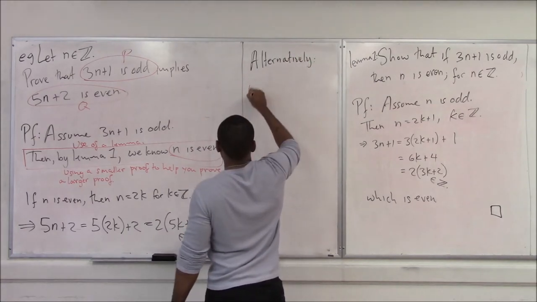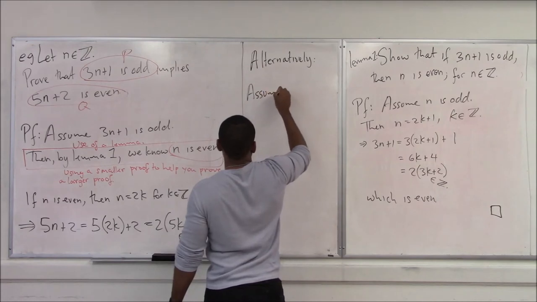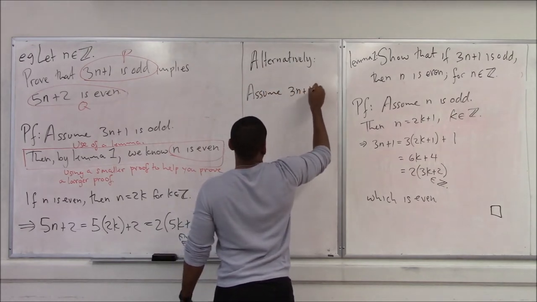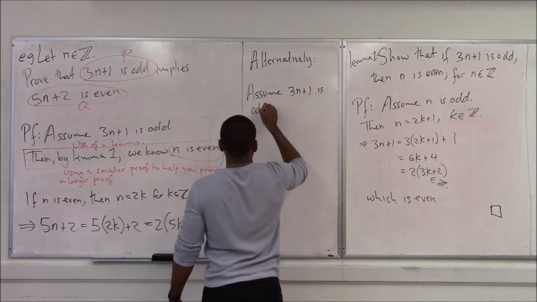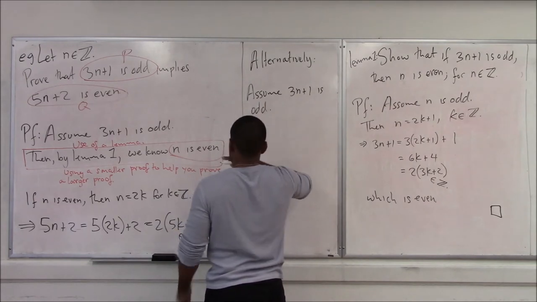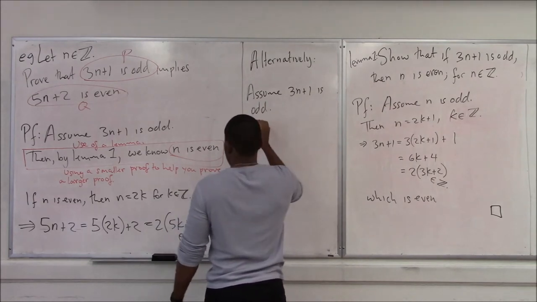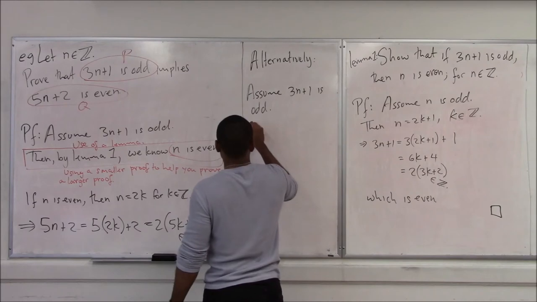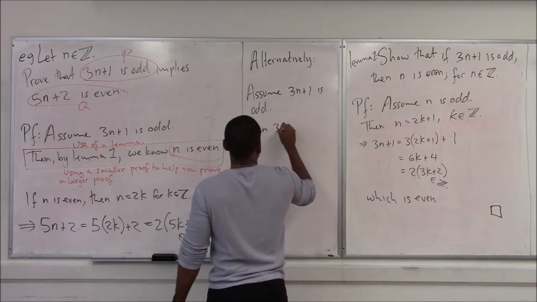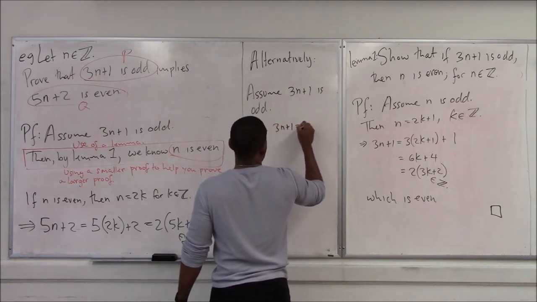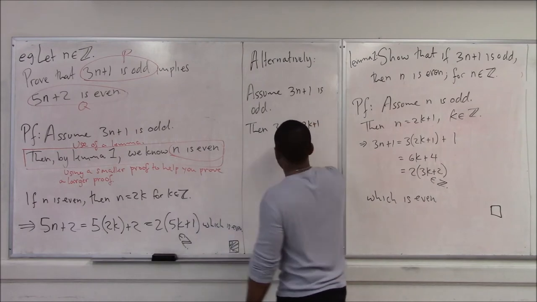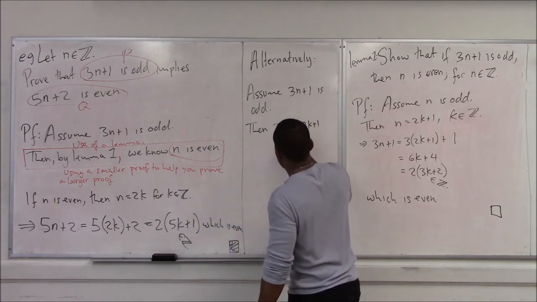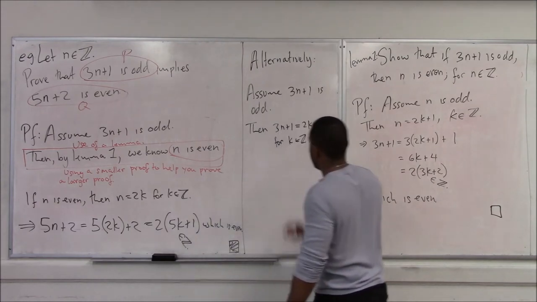But say you wanted to assume 3n plus 1 is odd. So we're still doing a direct proof, but we're going to do a different manipulation, not using the lemma. More than one way to skin a cat. Then 3n plus 1 equals 2k plus 1 for integer k.